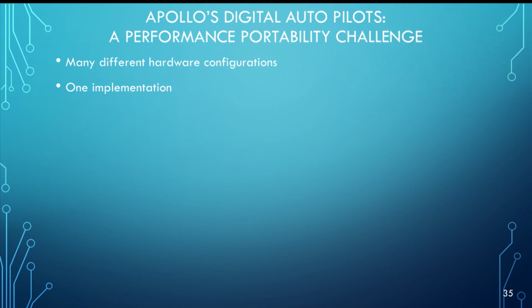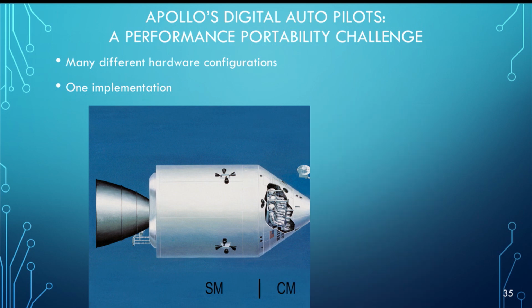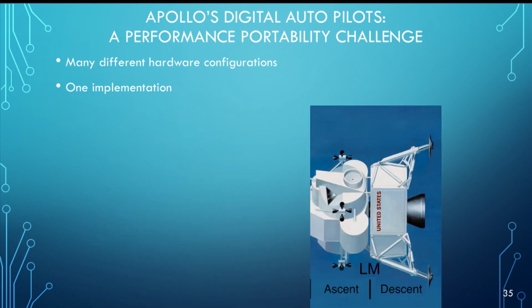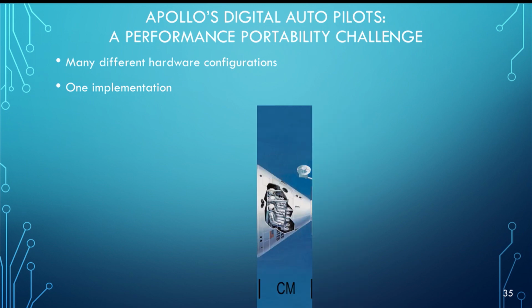Another big effort that they had to develop was the digital autopilots. And in my opinion, this is a representation of a performance portability problem. Apollo wasn't just one spacecraft, it was several, and they could be joined together in various ways, and a digital autopilot needed to be able to provide the guidance regardless of how the hardware was actually configured. So you can have just the command and service module, just the lunar module with its ascent and descent stages, just the lunar module ascent stage, or just the command module, and that's the only thing that can actually re-enter Earth's atmosphere.